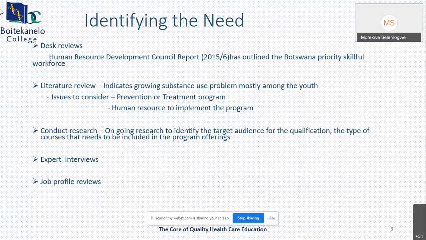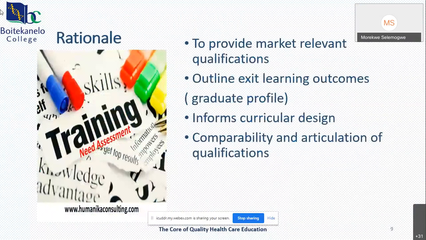in developing a qualification. We also did expert interviews, and job profile reviews also helped us in identifying the need to establish such a qualification. A training needs assessment, as we all know, because I believe most of us do this in academia, is to provide a market-relevant qualification.